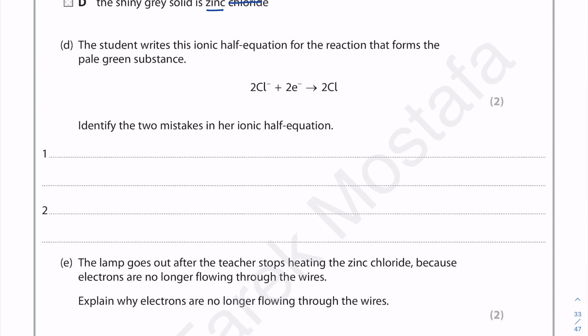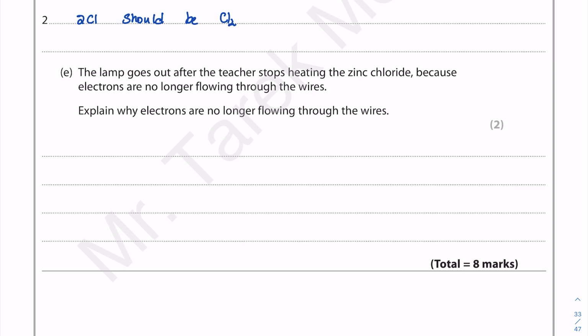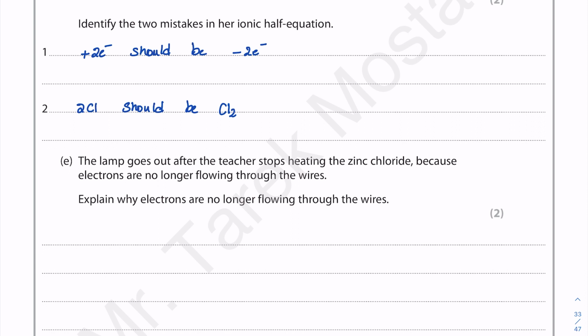The student tried this ionic half equation for the reaction that forms the pale green substance, which should be chlorine. Identify two mistakes. The two electrons are shown as positive, but they should be negative. So positive 2 electrons should be negative 2e. That is one mistake. The second mistake is that the 2Cl should be Cl2. So the two mistakes are negative 2e instead of positive 2e, and Cl2 instead of 2Cl.